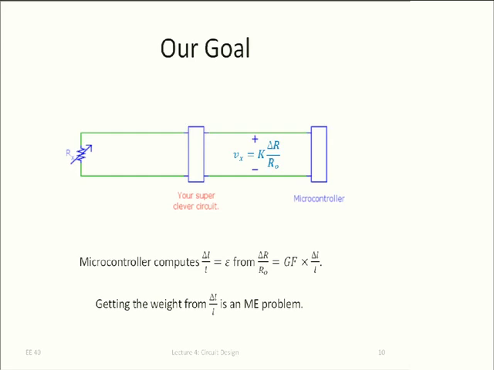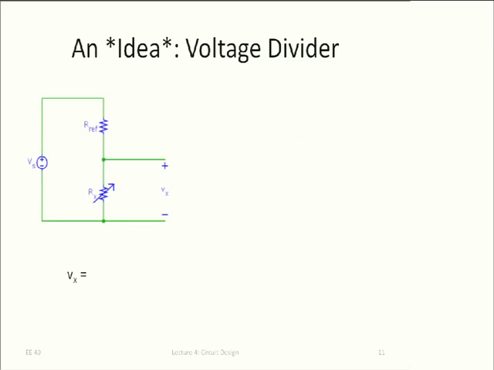Okay? And the microcontroller, right, it can do all sorts of things there. Also getting the weight from delta L over L, it's a mechanical engineering problem. You find a mechanical engineer, give him 1 or 2 of your chocolate chip cookies, and then he will tell you how it works. Okay, so we don't need to deal with that.